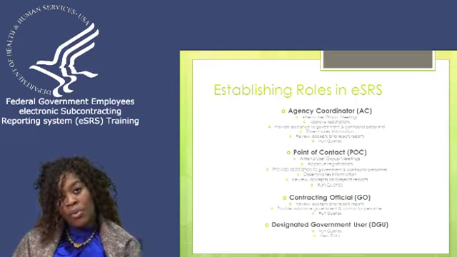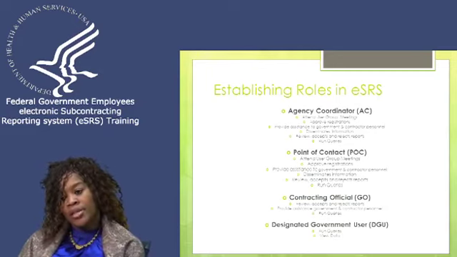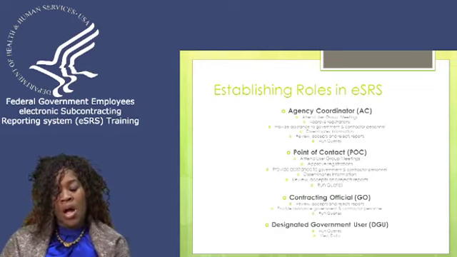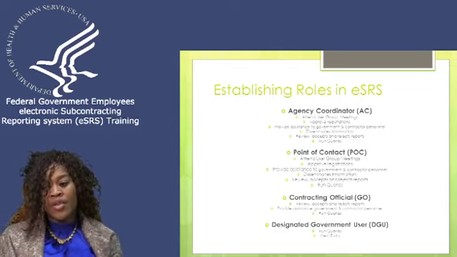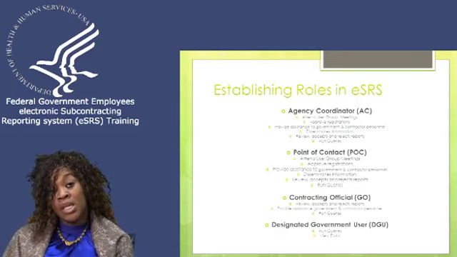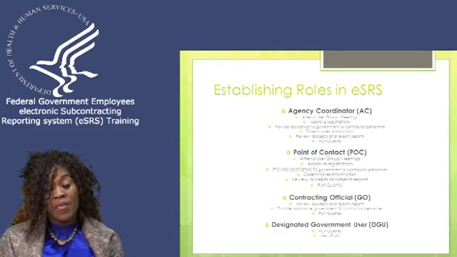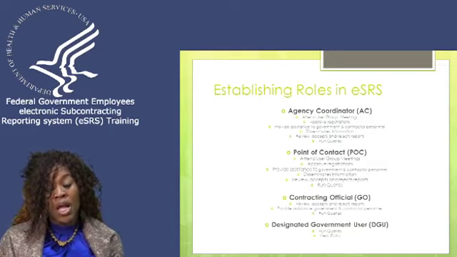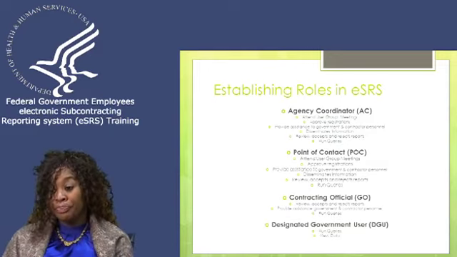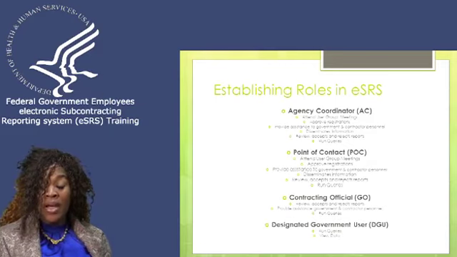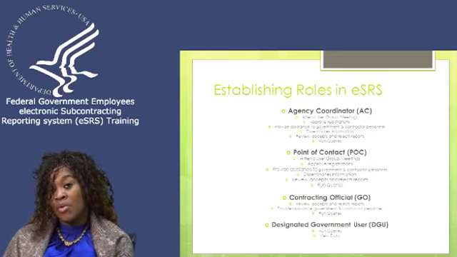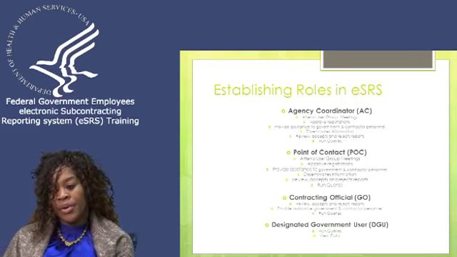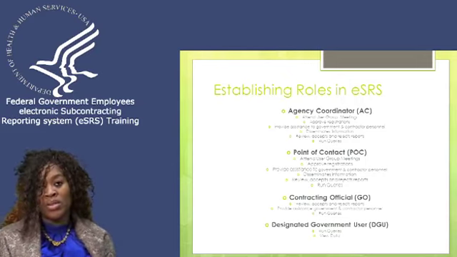We also have a role of a point of contact, which is just like an agency coordinator, but they're more of an alternate when it comes to attending meetings. The contracting official is more of a CO responsibility, who has the responsibility of actually reviewing the individual subcontract report and the commercial plan report. They may also have the responsibility of reviewing the summary individual report as well. And then you have the designated government user, who is just someone who runs queries and wants to view information within the report.